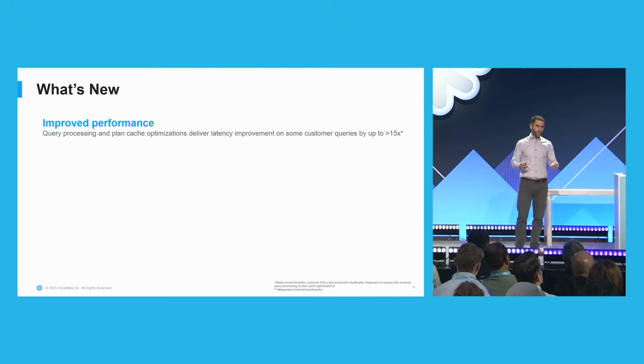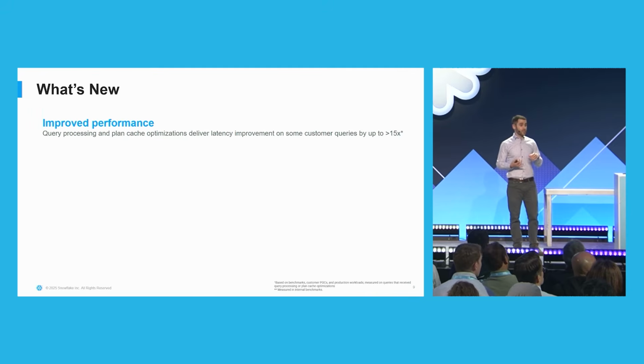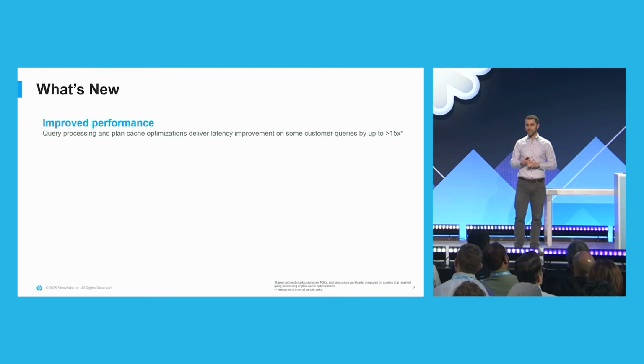It is very much a performance-centric feature, and we are continuing to double, triple, quadruple down in this area, especially in query processing, plan cache extensions. In some cases, we've seen customer queries reduce latency by more than 15 times based on some of the recent optimizations.